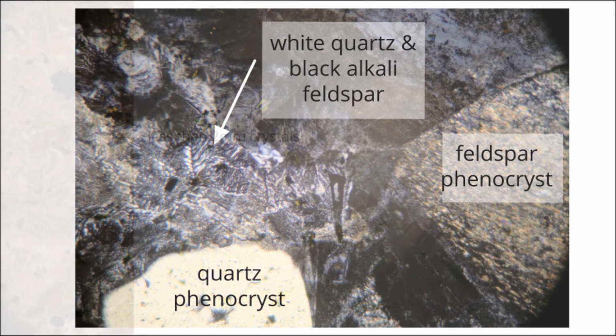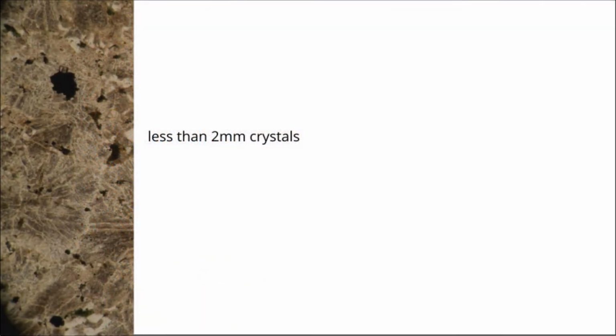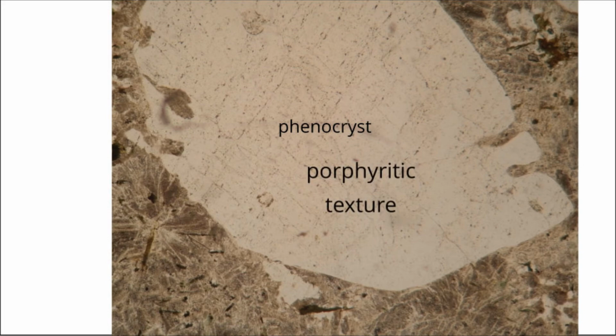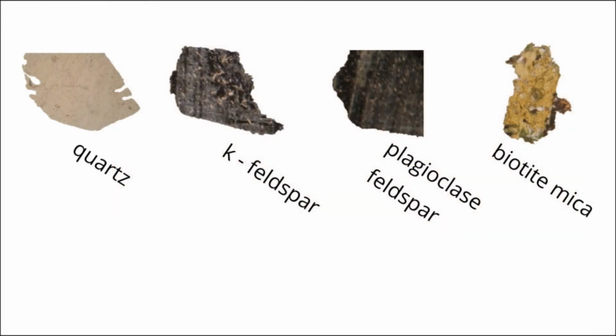In summary, this rock is made of a mass of interlocking crystals less than 2 mm in size, but contains some larger subhedral crystals up to 4 mm in size. It is a medium-grained crystalline igneous rock which contains larger crystals called phenocrysts, so it has a porphyritic texture. The main minerals making up the rock are plagioclase feldspar, K-feldspar or orthoclase, and quartz. Small amounts of biotite mica also occur.